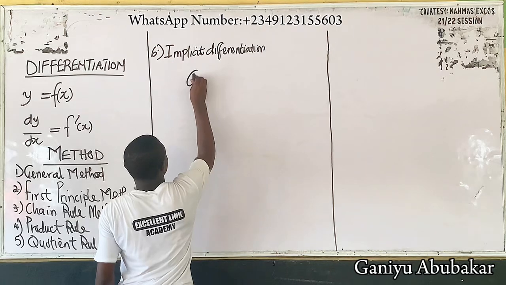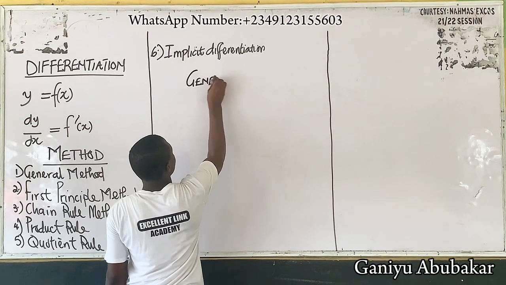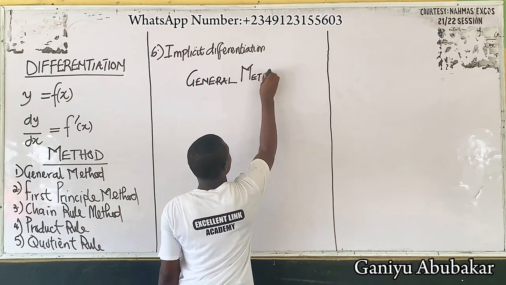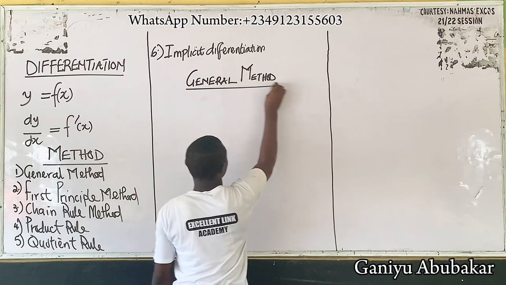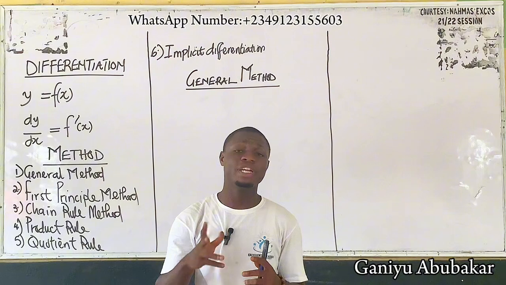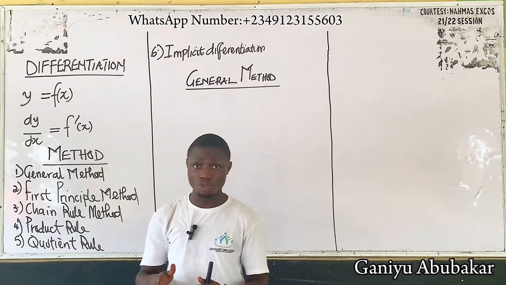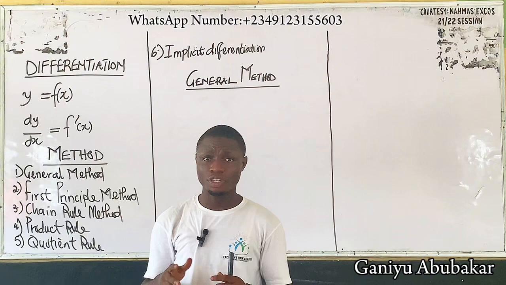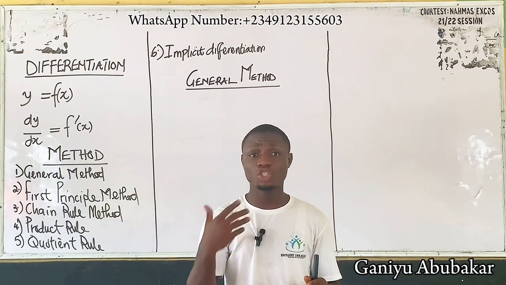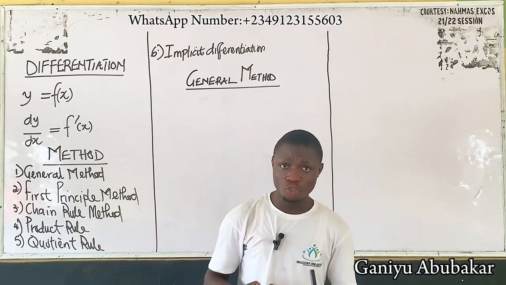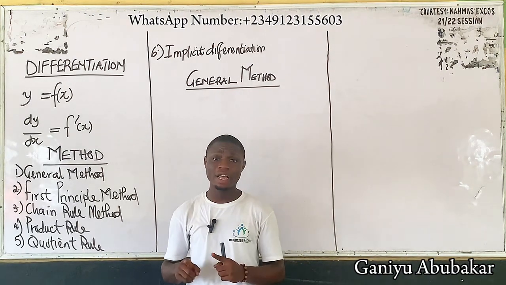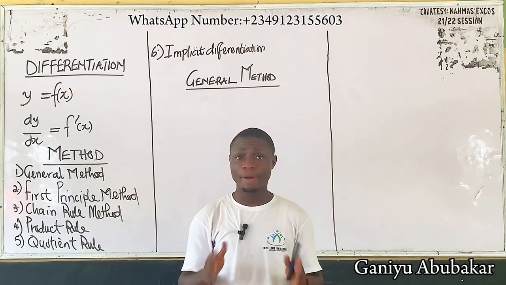All right, let's look at the general method of differentiation. When it comes to the general method of differentiation, there's a keyword you need to be familiar with. Note this keyword: multiply by the power and subtract 1 from the power. That's all. So the key idea to note when it comes to the general method is that you are multiplying by the power and subtracting 1 from the power.